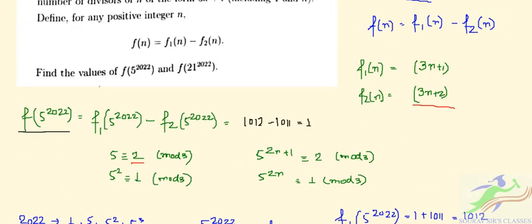Okay, the correct answer for f of 5 to the power 2022 is then 1, and for f of 21 to the power 2022 is 2023.